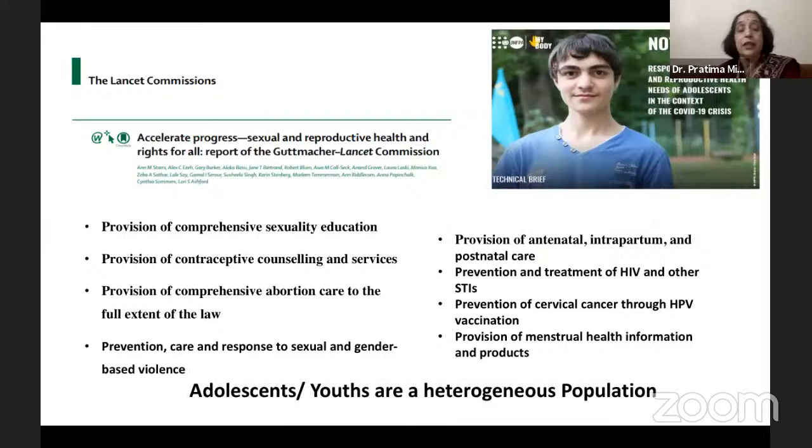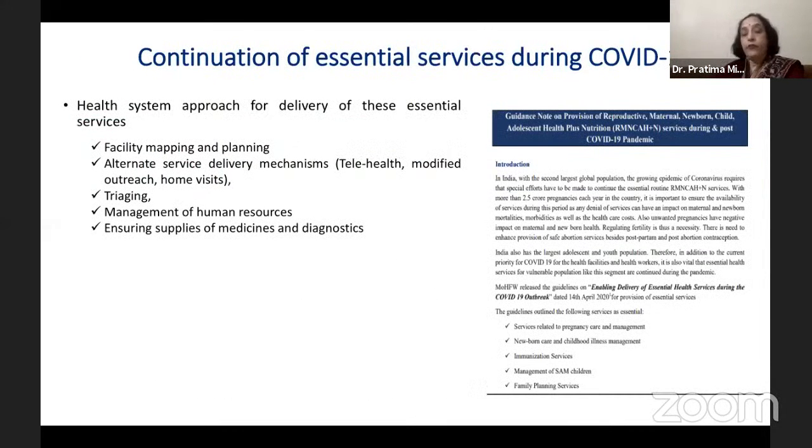We have to understand that adolescents and youths are a heterogeneous population. They can be married and unmarried adolescents and youth in the group which we have to address. They can be poor and rich. So our services should be designed and individualized according to their needs. Then the government of India, as per the WHO verdict, also issued a guidance note which said that adolescent health services have to be included in the essential health services. They have to be provided, but their approach can be modified and delivered in a different way.